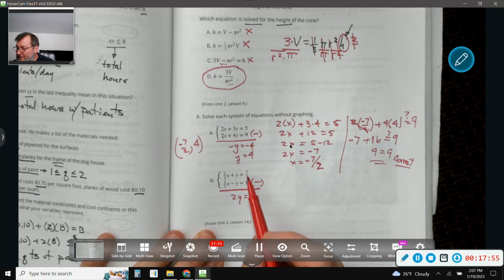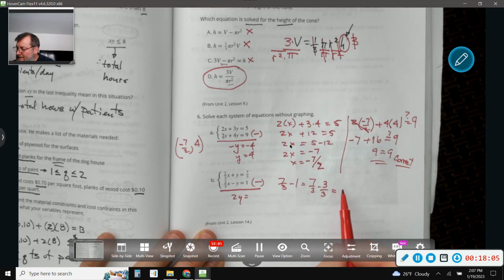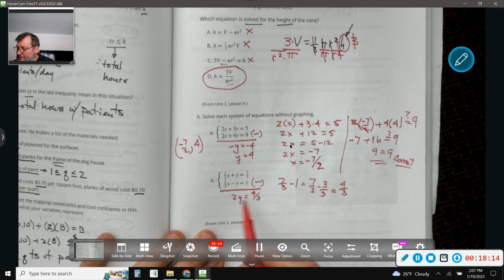And then 7/3 minus 1. So let's see. 7/3 minus 1. That's the same as 7/3 minus 3/3, which is, let's see, that looks like it's 4/3. Okay? Is that what we got here? 7/3 minus 1? 4/3. All right? Now I got a 2, so I got to divide by 2. y equals 4/3 divided by 2. A 2 will cancel with the 4. So I got 2/3. Okay? So I know what y is. It's 2/3.